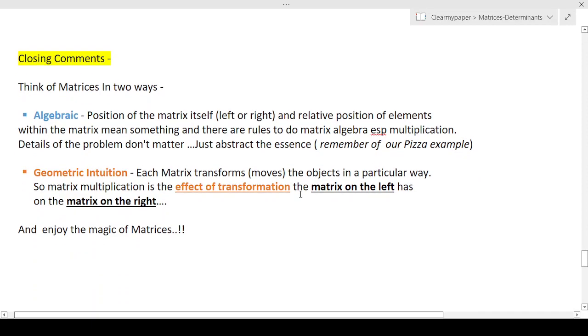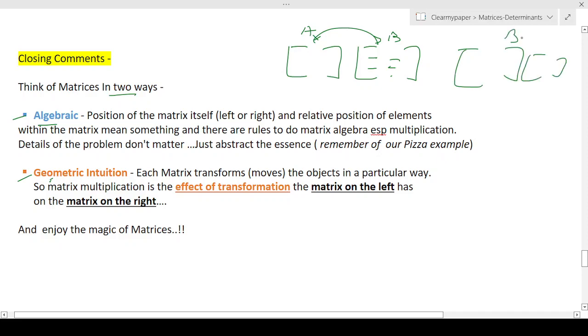So what are the closing comments? Again, at the risk of being repetitive, a matrix has to be seen in two ways. One is the algebraic lens, and the other is the geometric lens. In the algebraic lens, the position of the matrix matters. When you take matrix multiplication, the position within the matrix and the sequence, which comes first, whether it's A or B or B or A, that kind of relative order matters in terms of multiplication.